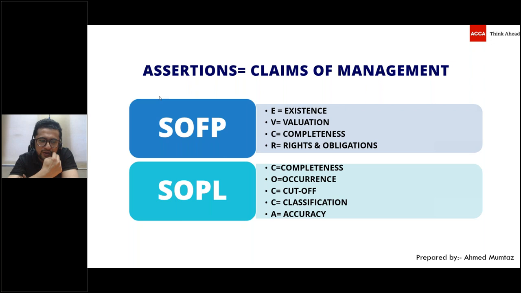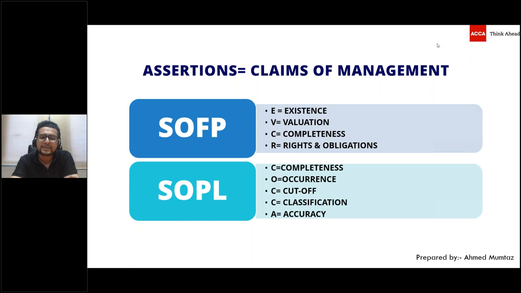Okay then. I'm done with the first part of the assertions, that is the statement of financial position. Let's continue with assertion part two, which is about the statement of profit or loss account. Just imagine I am the management of a company and I have prepared the profit or loss account: sales, cost of sales, all those expenses, gross profit, net profit, and all that stuff. Now I'm going to claim that I've not missed out any item, so my profit or loss account items are complete. I've not omitted anything. Normally the management is not going to omit the revenue. They might omit the expenses in order to boost the profit.